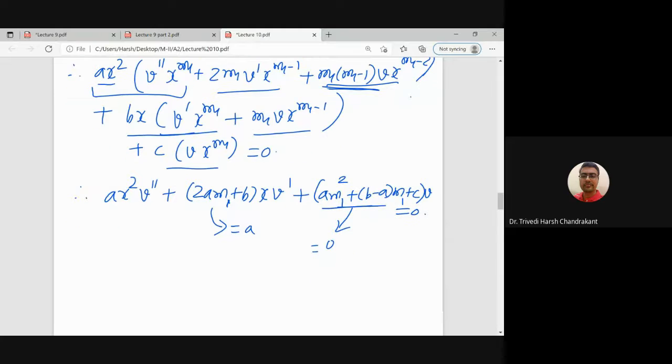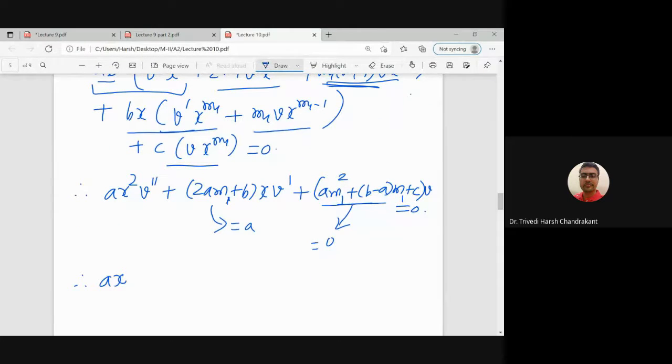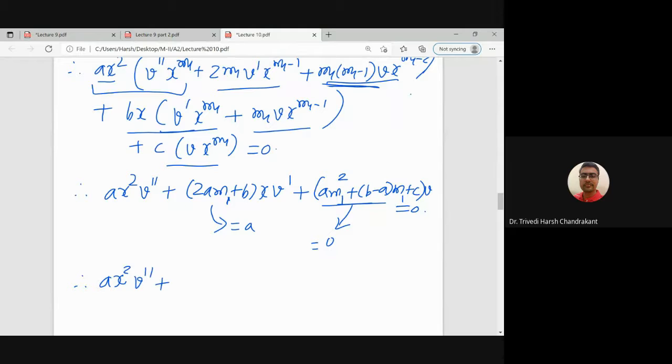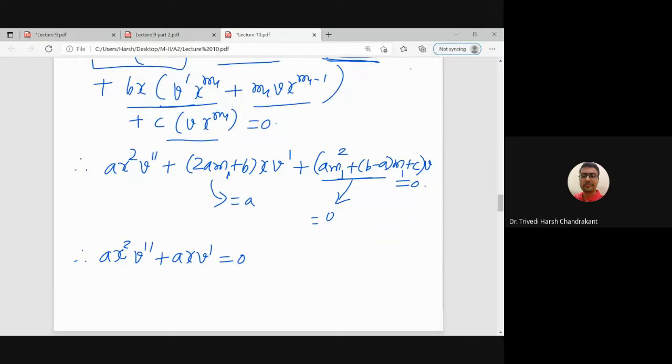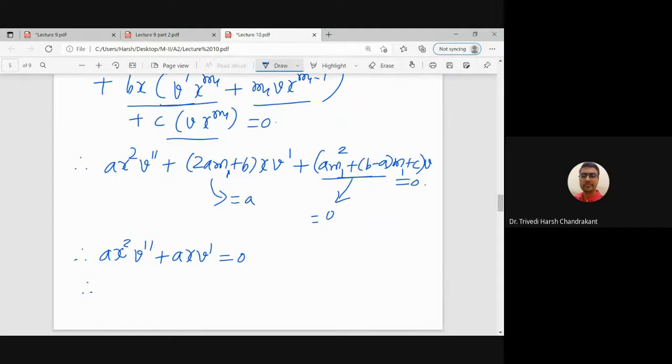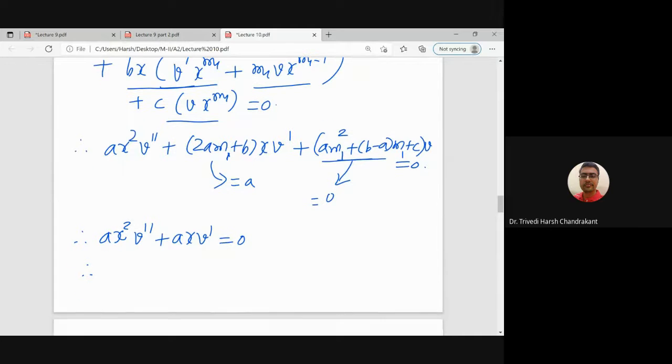So let us substitute all these things. Finally we'll get a x square v double dash plus a x v dash is equal to 0. And then we know that x is non-zero, a is also non-zero, because if we take a equal to 0, this equation will become a first order equation, and we are essentially studying the second order method. So we can assume a is non-zero, and essentially we'll get x v double dash plus v dash is equal to 0.